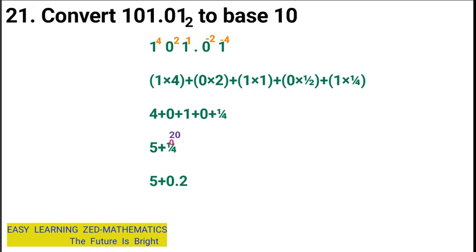Now 4 can go into 20 without leaving a remainder, and that's why we don't have a remainder. That means our calculation has ended. So converting 1 over 4 to a decimal number will give us 0.25. Now I'm going to add that. So 5 plus 0.25 will give us 5.25. So converting 101.01 in base 2 to base 10 will give us 5.25.